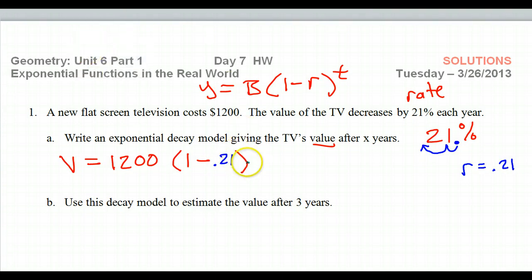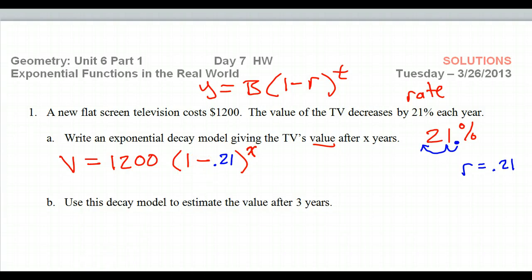Okay, and then to the power of time. It says after x years, so I'll just put x here because that's the variable that they mentioned in the problem. So this would really be the model. You should go ahead and do this subtraction though to get yourself a nice decay factor. The number in the parentheses is known as the decay factor.